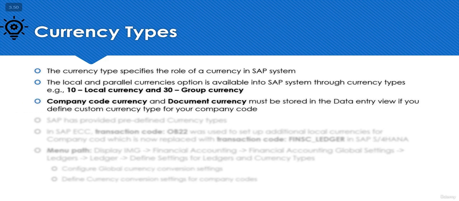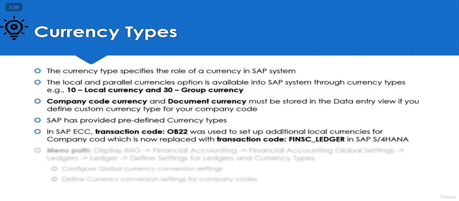Company code currency and document currency must be stored in the data entry view if you define a custom currency type for your company code. I will demonstrate this in the SAP system. Next, SAP has provided predefined currency types. In SAP ECC, transaction code OB22 was used to set up additional local currency for a company code, which is now replaced with the transaction code FinC_Ledger in SAP S/4HANA.